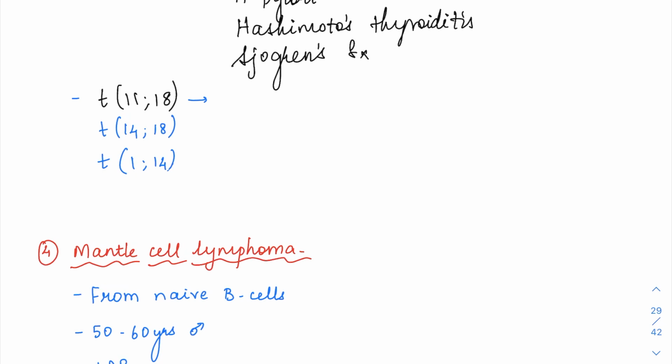So this translocation 14-18 is also seen in follicular lymphoma. Okay, so just remember translocation 11-18 for marginal zone lymphoma, and this translocation 11-18 is going to be associated with chemo resistance. Okay, so whenever this 11-18 translocation is there, it is going to have some chemo resistance.